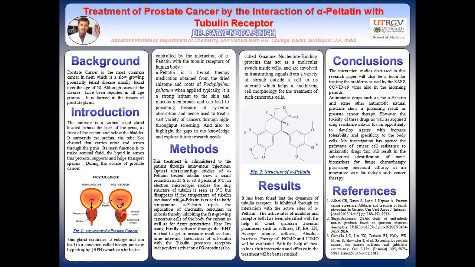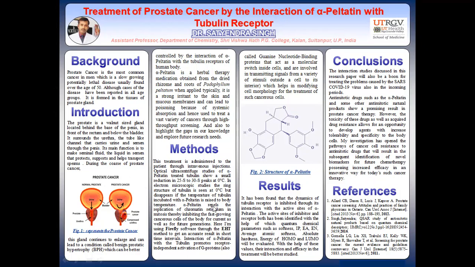Now, the methods which I have selected for this work. This treatment is administered to the patient through intravenous injections. Optical ultracentrifuge studies of alpha peltatin-treated tubulin show a small reduction in the 25S to 30S peaks at 0 degrees Celsius. In electron microscopic studies, the ring structure of tubulin is seen at 0 degrees Celsius but disappears if the temperature of tubulin incubated with alpha peltatin is raised to body temperature.